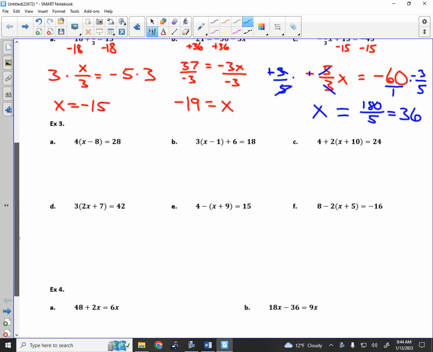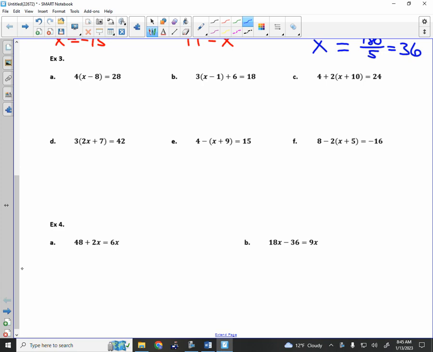All right, so those are two-step equations. We're going to do a little bit more and then give you some time to work on your study guide. What's different about letter A? I need to distribute. There are two ways to do this. You get an option. We're going to do what Sasso says. We're going to distribute the 4, and I get 4x minus 32 is equal to 28.